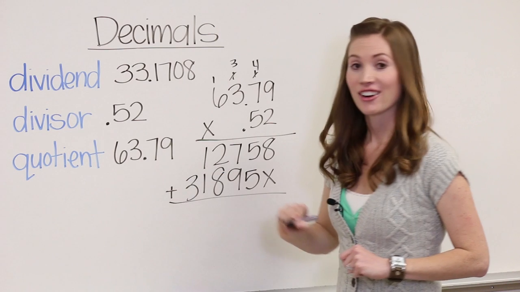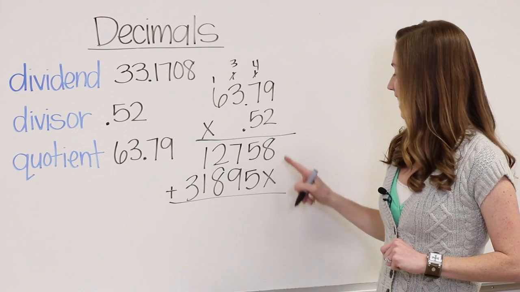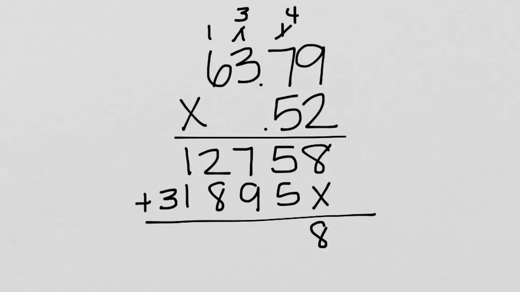Let's add these together to get our final product. 8 plus nothing is 8. 5 plus 5 is 10. Write the 0, carry the 1. 7 plus 9 is 16. Plus 1 is 17. Write the 7, carry the 1. 2 plus 8 is 10. Plus 1 is 11. Write the 1, carry the 1. 1 plus 1 is 2. Plus 1 is 3.